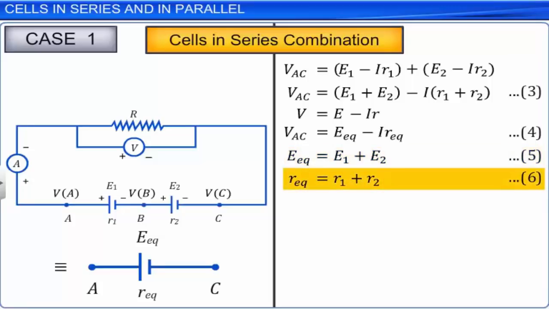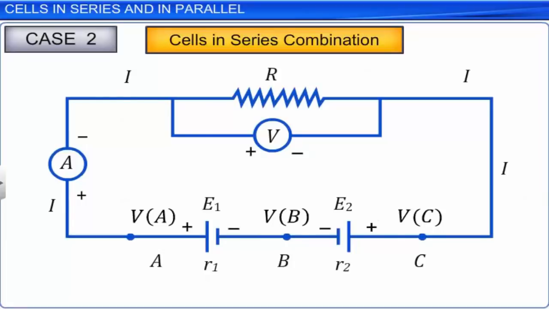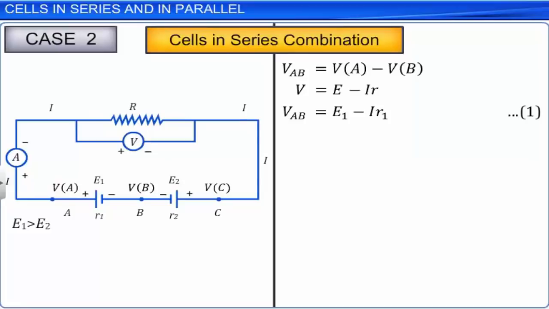Let us now observe changes in the equations when the negative terminal of the first cell is connected to the negative terminal of the second cell and E1 is greater than E2. Let us call this case 2. We will now proceed with the derivation just as in case 1. As E1 is greater than E2, current I leaves the positive terminal of the first cell, goes through the external circuit and moves from the positive terminal of the second cell to its negative terminal, and finally reaches the negative terminal of the first cell. The current leaves the second cell from its negative terminal.